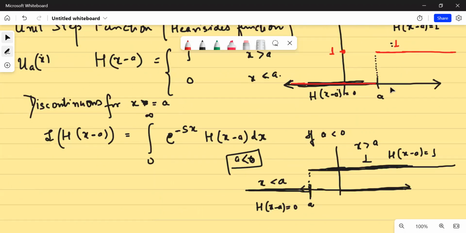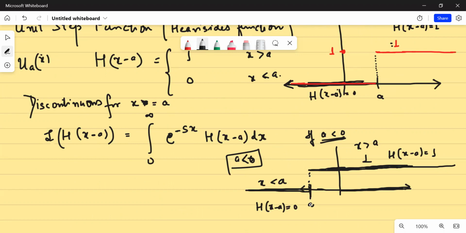It is a discontinuous function at x equal to a. Now let us try to find the Laplace transform of this unit step function, that is h of x minus a. Now, what will happen? There may arise two cases. One, what if a is less than 0, and what if a is greater than 0? If a is less than 0, what will happen?